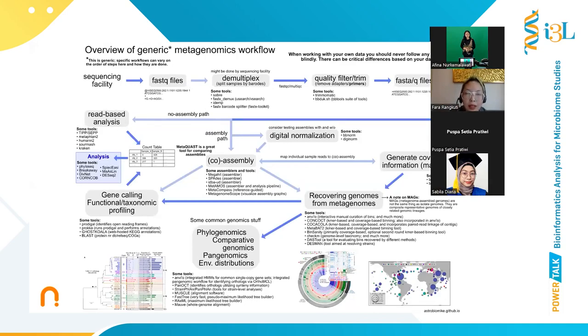Okay, and if you see here, the first part from the sequencing facility to FASTA/FASTQ files, the concepts are more or less the same, right? But after that, remember, because in this type of approach you actually get short fragments of all of the genomes that are there in your sample, right? So you would have two options after this point. You have the option to do assembly.